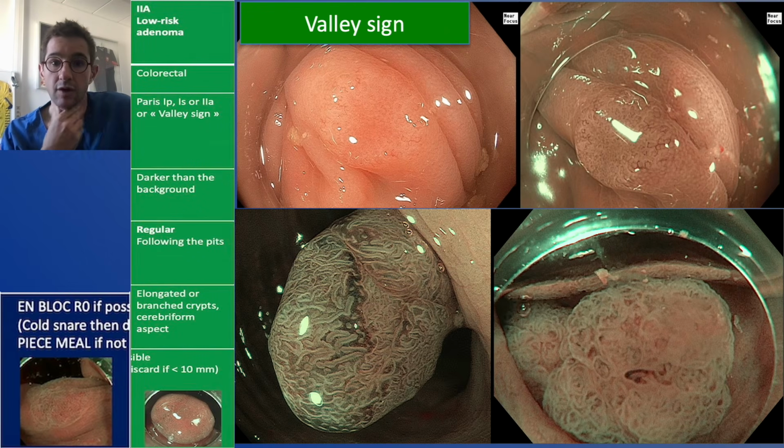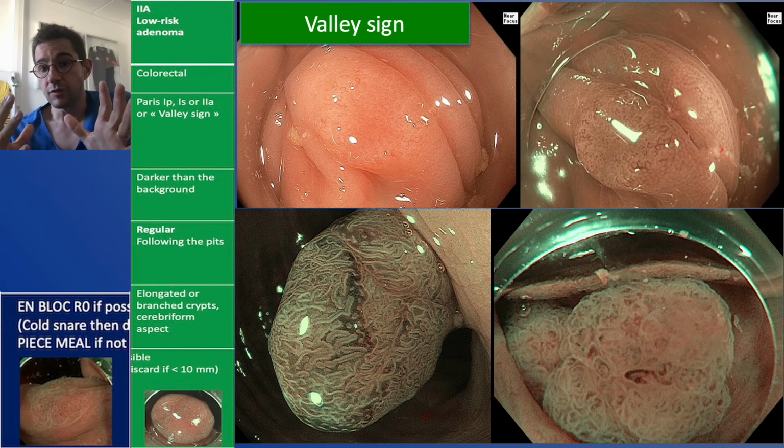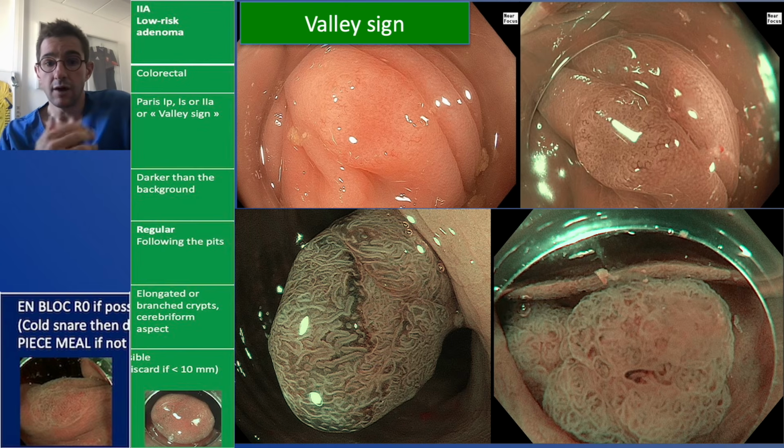After we have the low risk adenoma, it means the adenoma with less than 1% of T1 cancers. It is the lesion with a size inferior to 10 mm, even if they have the Valley sign, this 0 to C of Paris aspect, and all the lesions that have this aspect of adenoma with very regular pits and vessels around the pits. It means Sano 2 or Kudo 3L, 4.